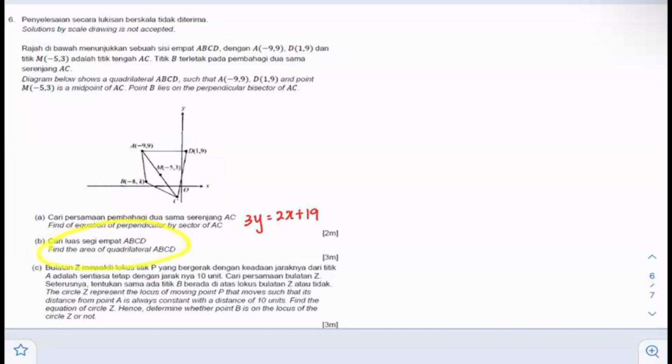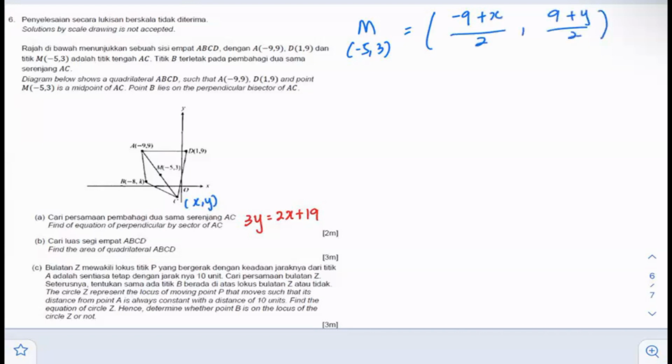So to find the area, we need to know each of the coordinates, but we don't have the coordinate for C yet. So in order to find the coordinate for C, knowing that M is the midpoint, we can use the second formula from the slide. M, negative 5, 3 equal to negative 9 from point A plus, let's say this is x and y, x divided by 2 and 9 plus y divided by 2.